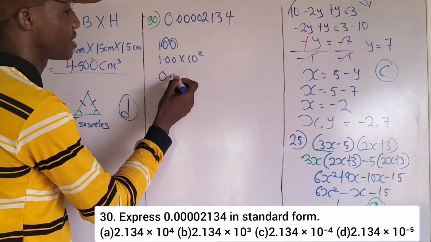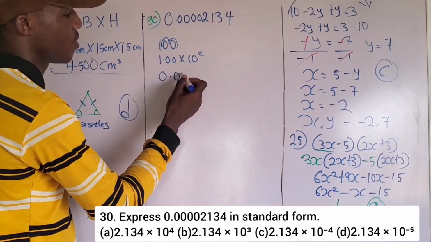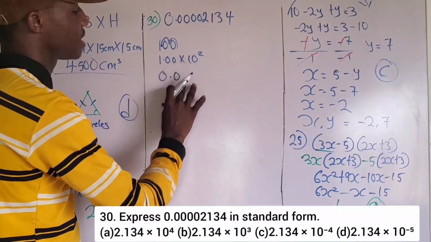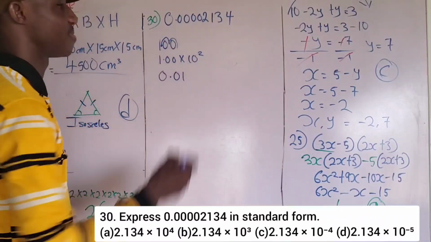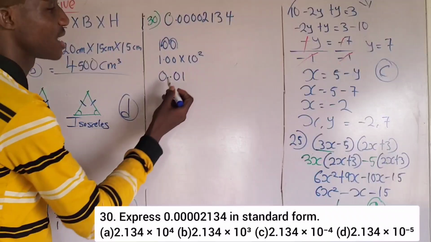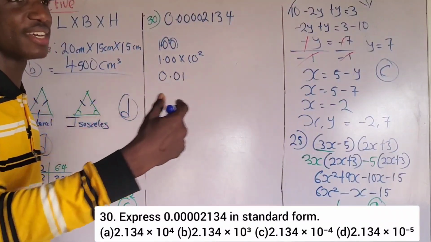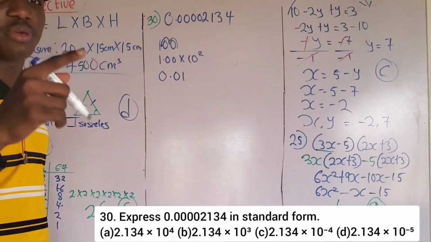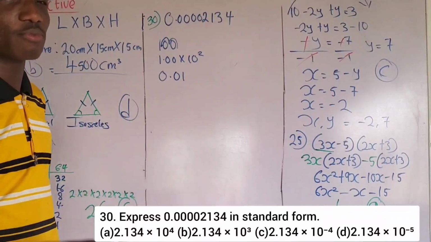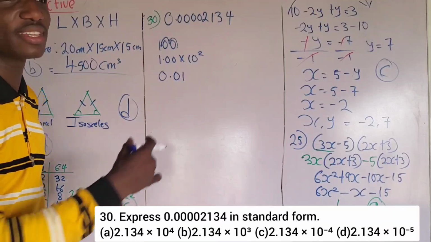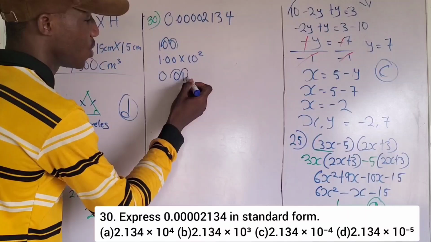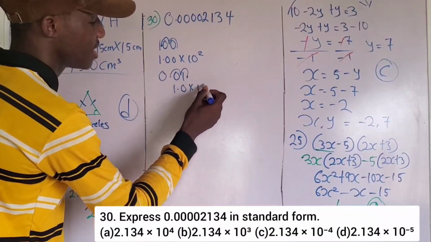Okay, so now let's say we have 0.01, and now we are asked to express this in standard form. Now, because I'm going to move this decimal point to the right hand side, the power that the 10 is going to carry will be negative. You understand? Don't forget, when we talk about standard form, it simply means expressing a number as the power of 10. So here I'm going to have 1, 2. So I'm going to have 1.0 times 10 raised to the power of negative 2.